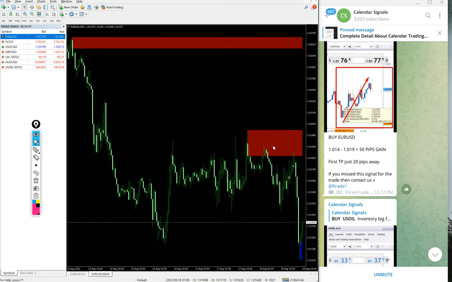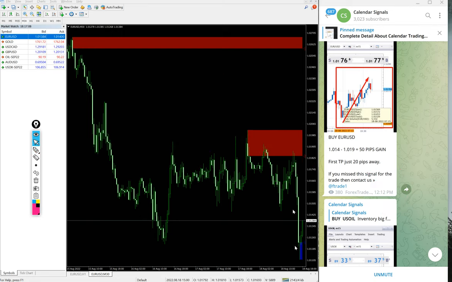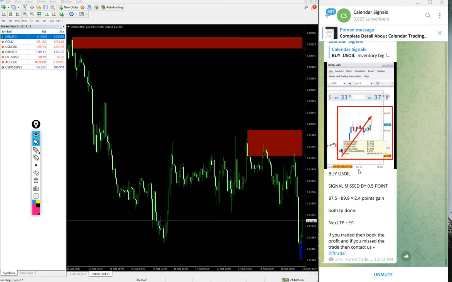Then buy EURUSD. Here is the EURUSD chart and entry at 1.0140 and high traded 1.0190, 50 pips gain. As we mentioned in our channel at 12:12 PM GMT, then after that EURUSD fell down after it made the profit of 50 pips.